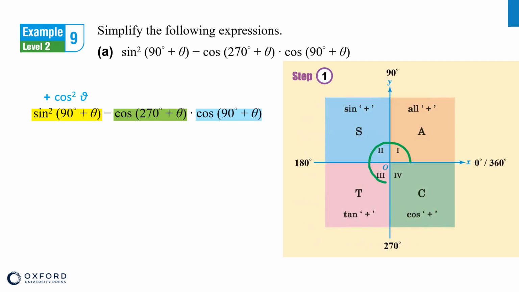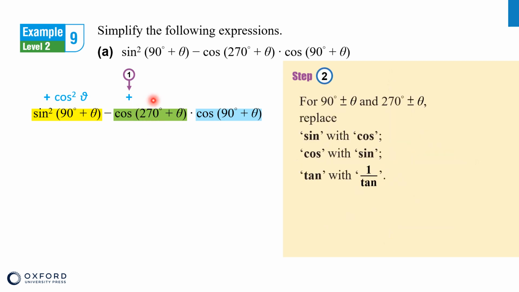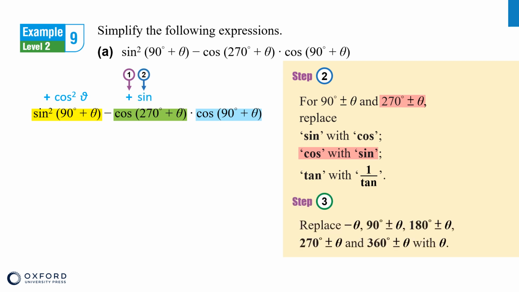270 degrees plus theta is in quadrant 4, the C region. Cosine of it will also take the positive sign. Then, since it's 270 degrees plus theta, we replace cosine with sine. Then we replace 270 degrees plus theta with just theta. We get sine of theta.